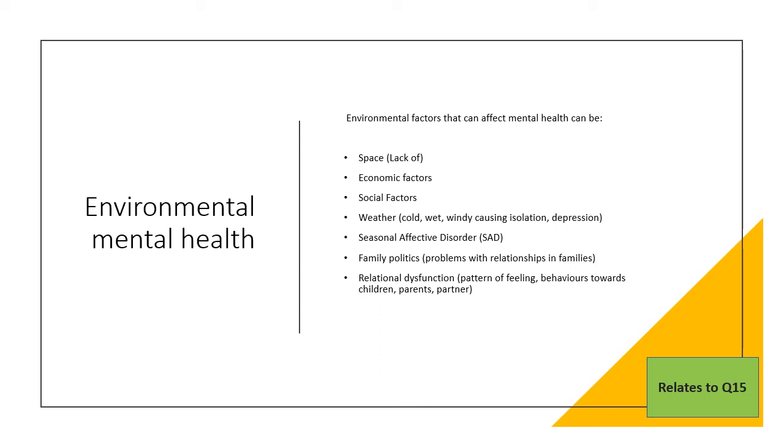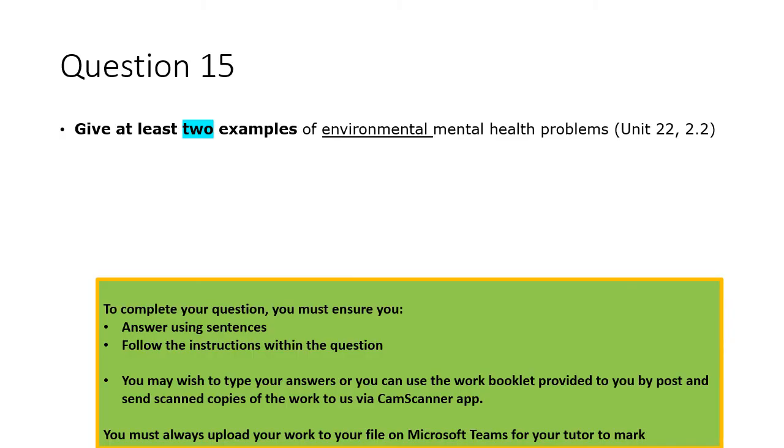Family politics, so problems with relationships in families, relational dysfunction, so patterns of feeling and behaviours towards children, parents, partner. These are all environmental factors that can affect mental health. And question number 15 is asking you to give at least 2 examples of environmental mental health problems.